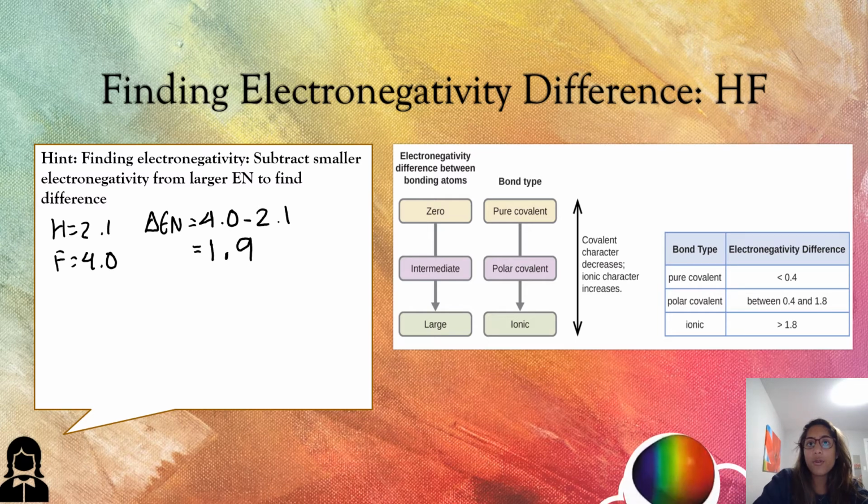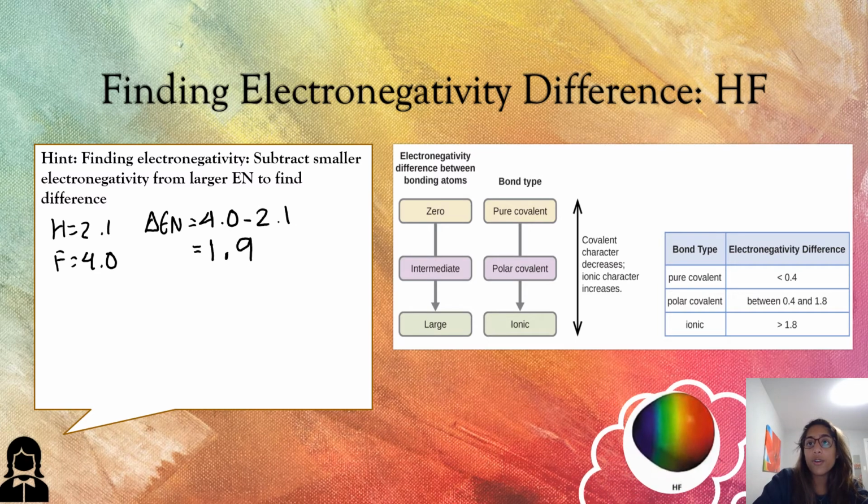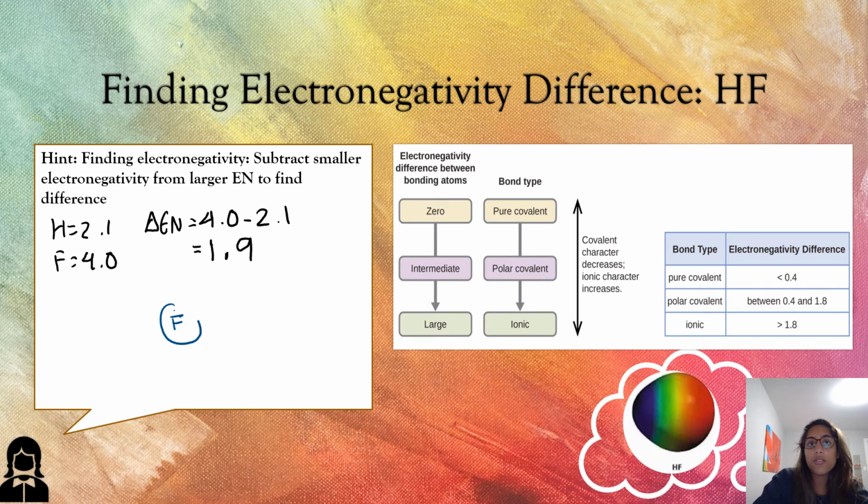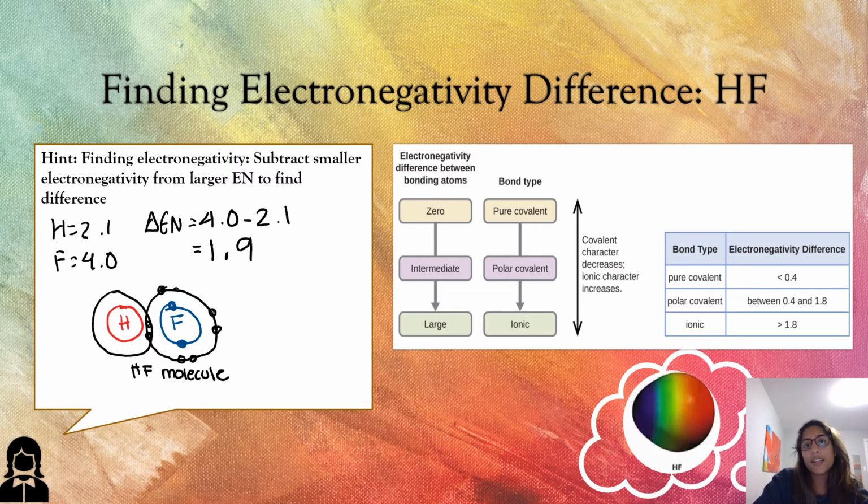The hydrogen fluoride bond is a polar covalent bond, and this occurs as electrons are displaced towards the more electronegative fluorine atom. Fluorine pulls the electrons in the bond closer, which forms a partial negative charge, and this results in the hydrogen atom having a partial positive charge. Think back to the electrostatic potential map, and remember how the electrons in hydrogen fluoride were attracted to the more electronegative fluorine.